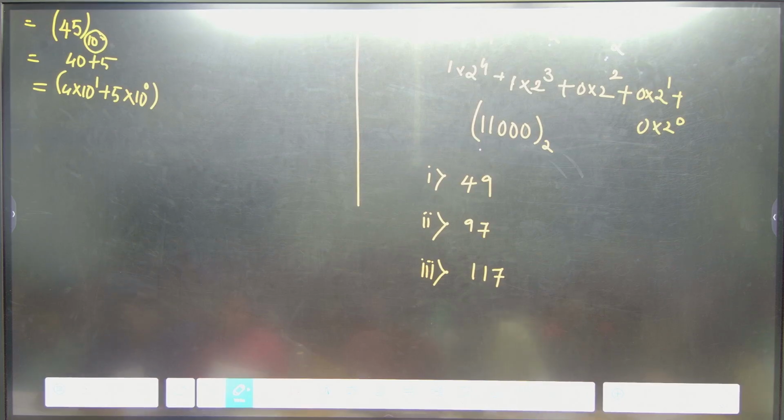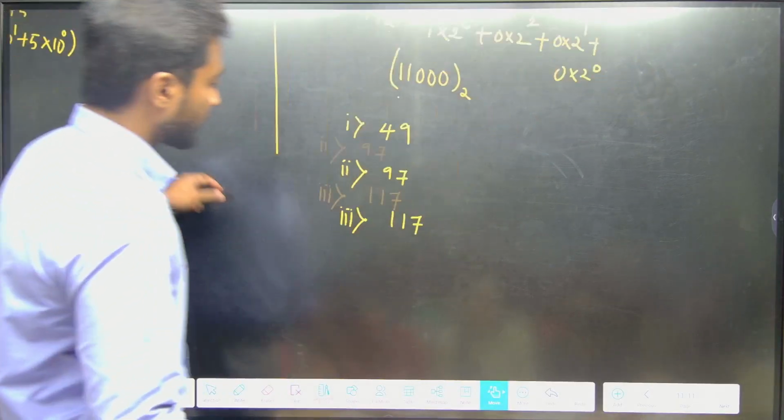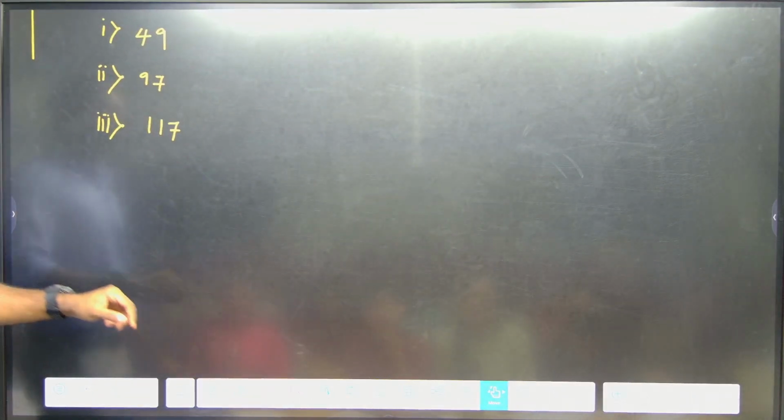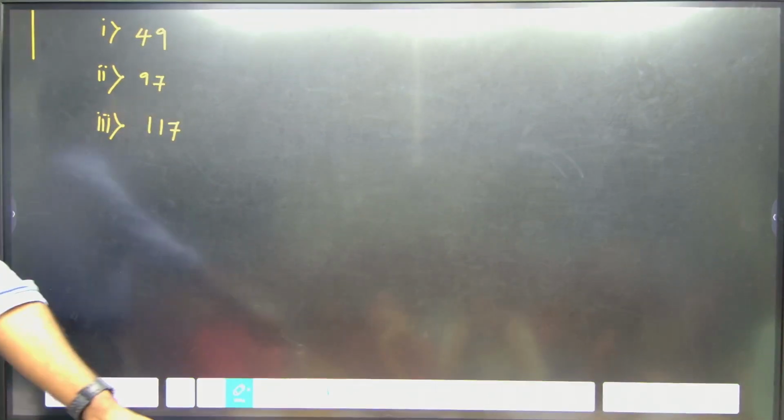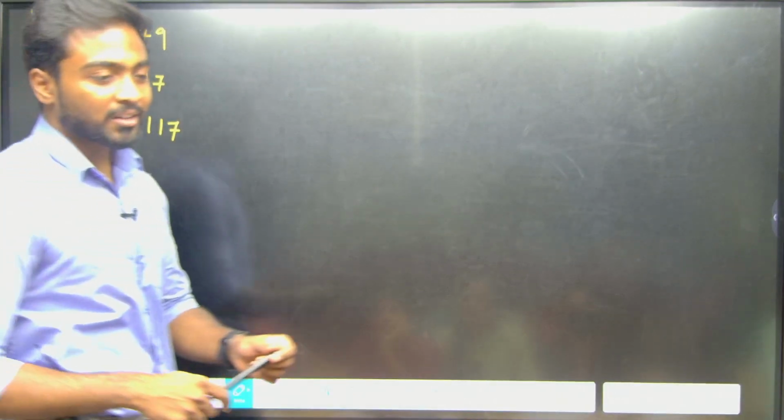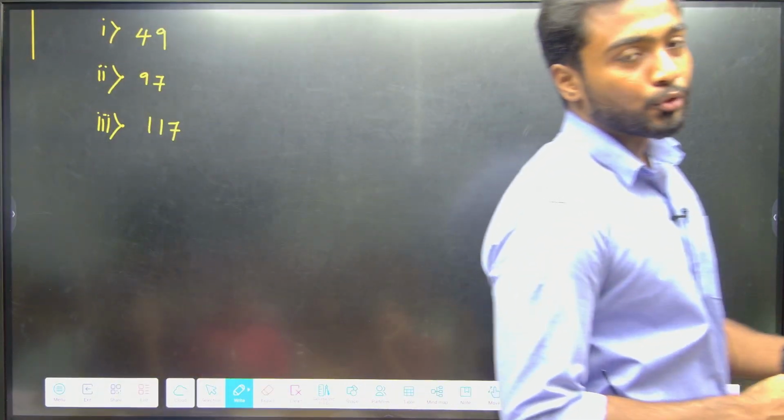Completed? Done. So any doubt in converting to the binary system, the given decimal in terms of 10? Any doubts in converting into binary? Done? Okay. Listen, we will do this example. So 49, 97 and 117. So please try to get the values of the 2 powers.